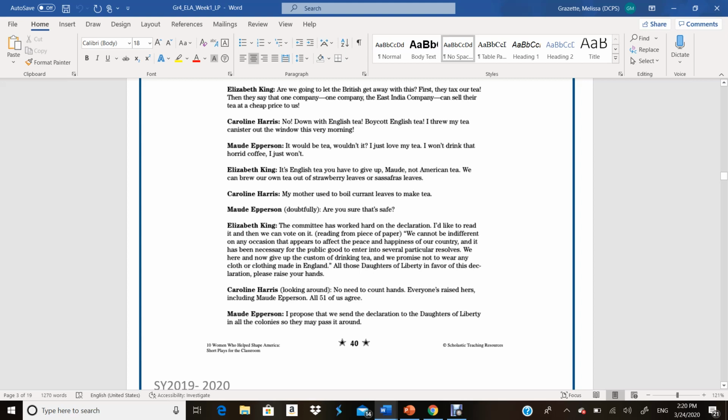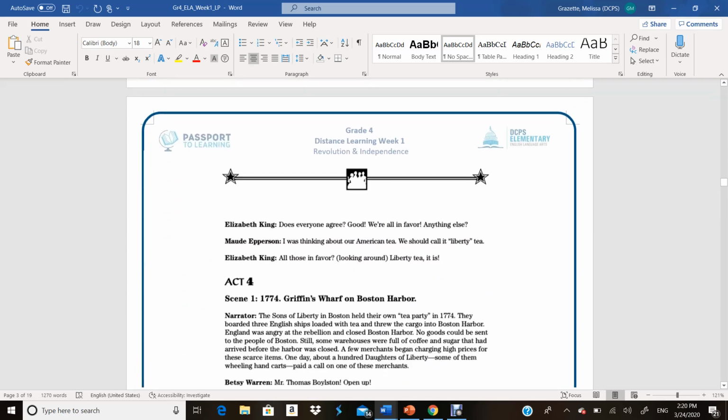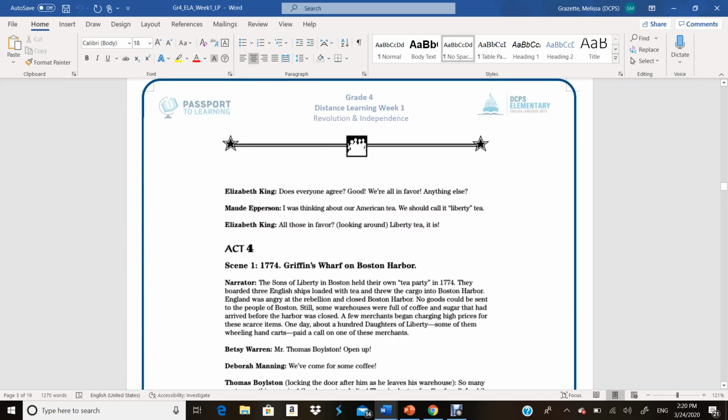Caroline Harris, looking around. No need to count hands. Everyone's raised hers, including Maud Epperson. All 51 of us agree. Maud Epperson, I propose that we send the Declaration of the Daughters of Liberty to all the colonies so they may pass it around. Elizabeth King, does everyone agree? Good, we're all in favor.